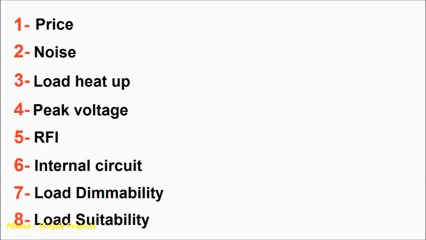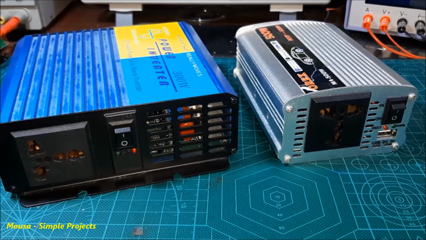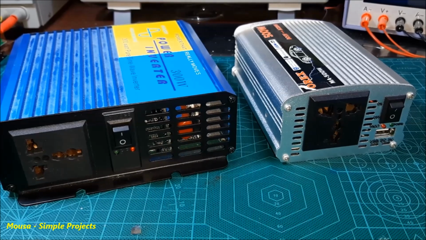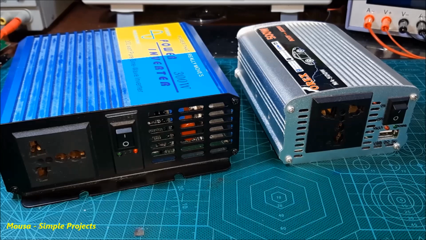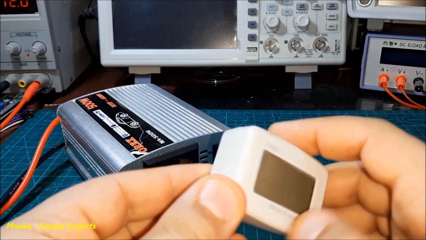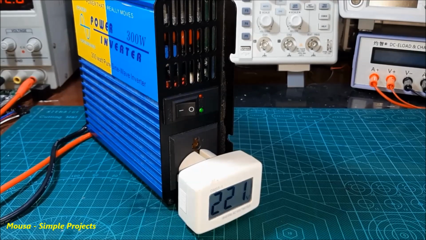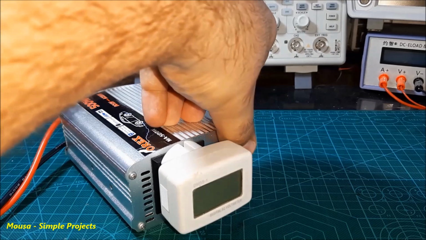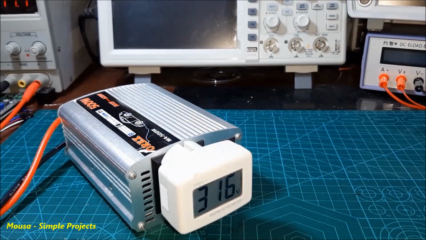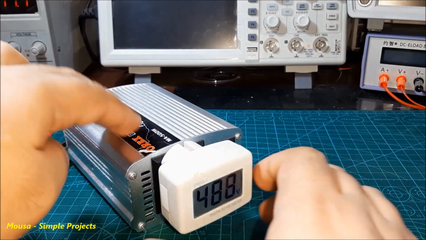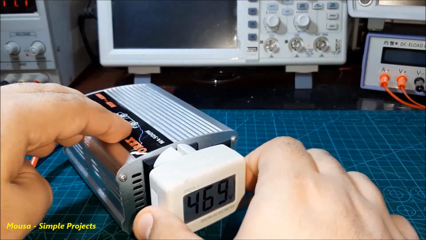And finally, the last thing to be compared is load suitability. In this comparison, I want to see if there are any loads that cannot be run by a square wave inverter. Here I have this socket AC voltmeter. It is working very well with the pure sine wave inverter. But see what happened when I connect it to the square wave inverter. As you can see, it goes crazy and reads a voltage of about 480 volts.